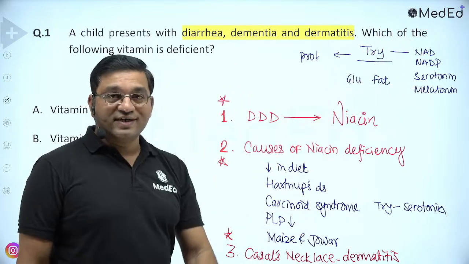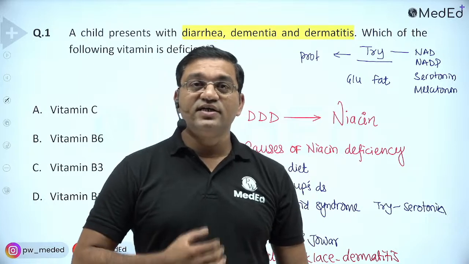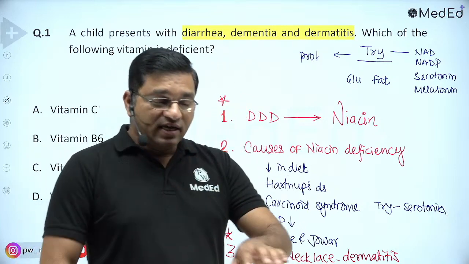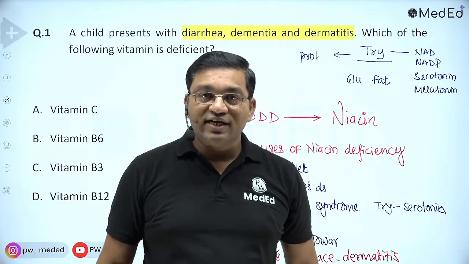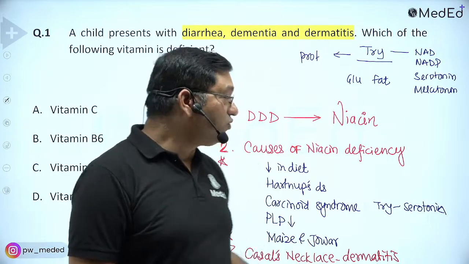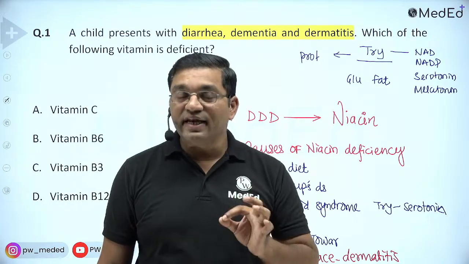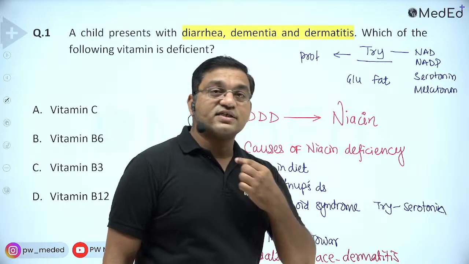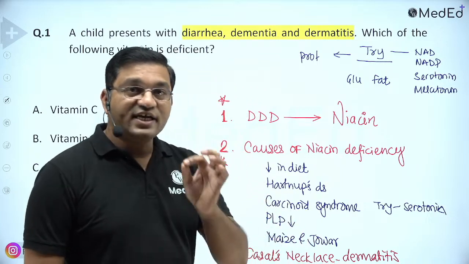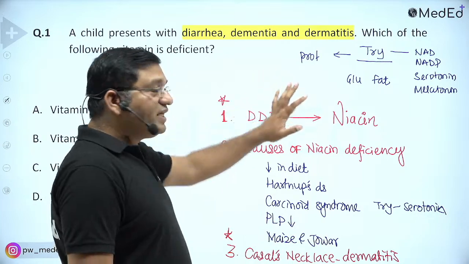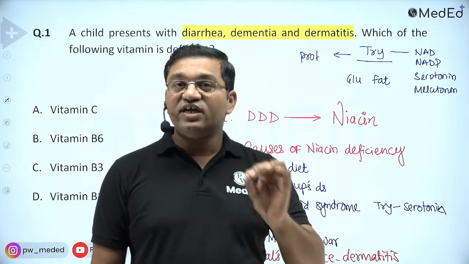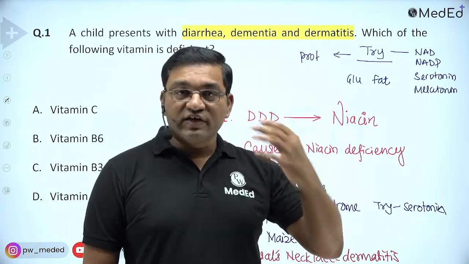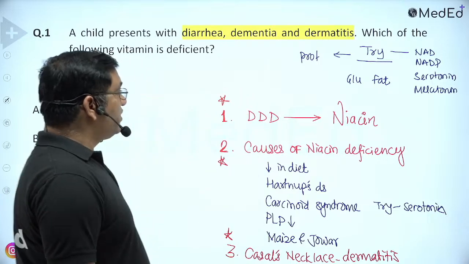Here the golden points are diarrhea, dementia, dermatitis. Dermatitis specifically involves the sun-exposed parts of the body, specifically the neck and the exposed parts of the hand and foot, giving a glove and stocking appearance of the hand and foot, and in the neck it is Casal's necklace dermatitis. This is the third important point. So you may get an image-based question on this part. Niacin and thiamine are very important vitamins on which questions are frequently asked. So these are the 3 points related to this.